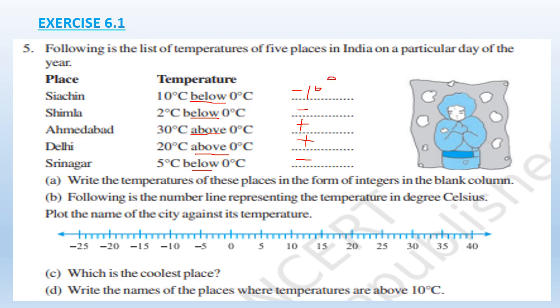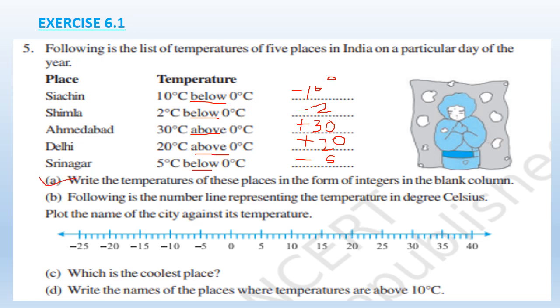We know that the degree sign places 0 at the top, above it. 2 degrees Celsius, so minus 2. As we have first written only plus and minus, now we need to write the numbers. So here 30, 20, 5. Clear, children? Now we are done with the first part, A.